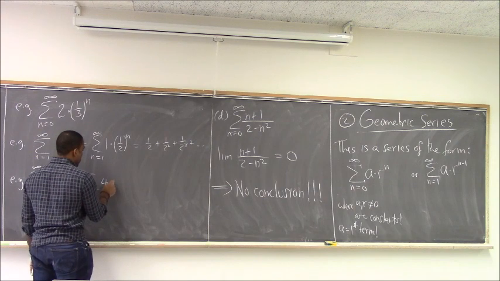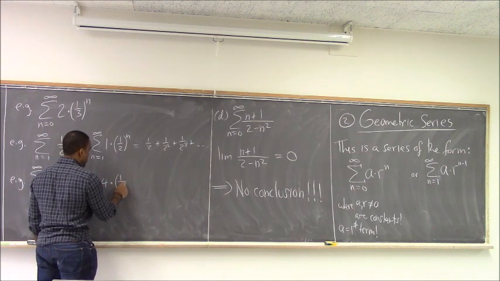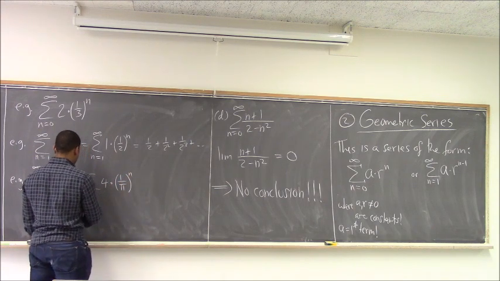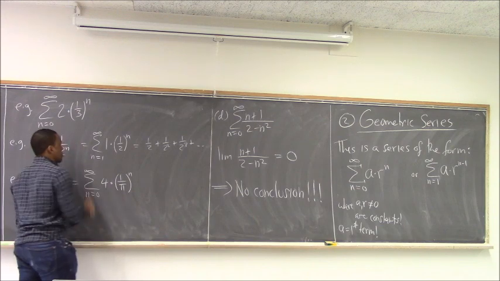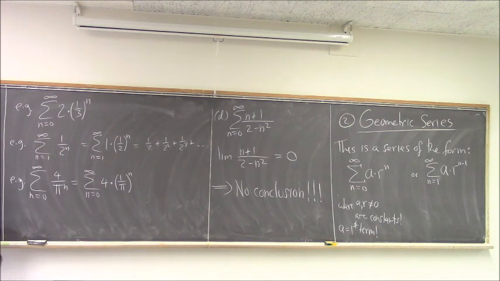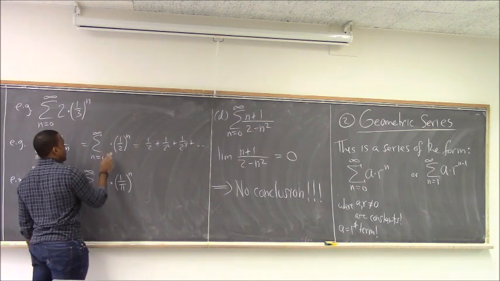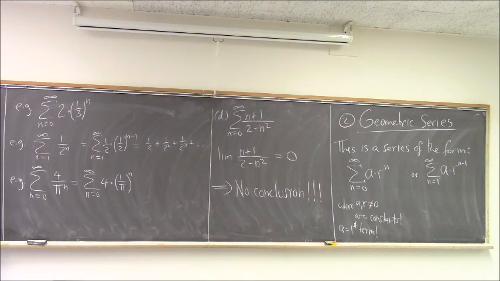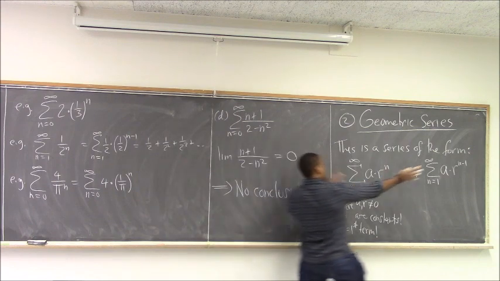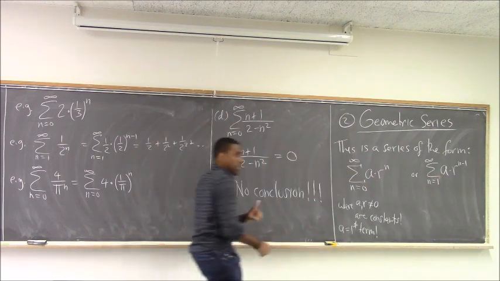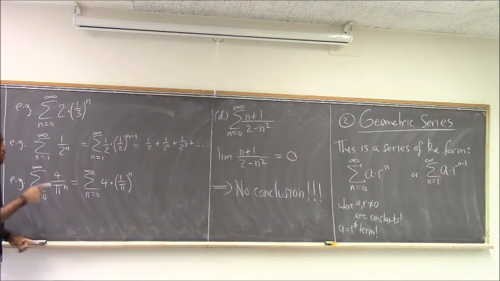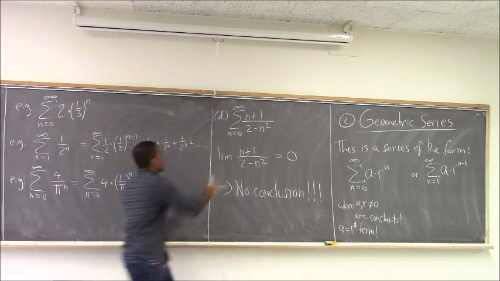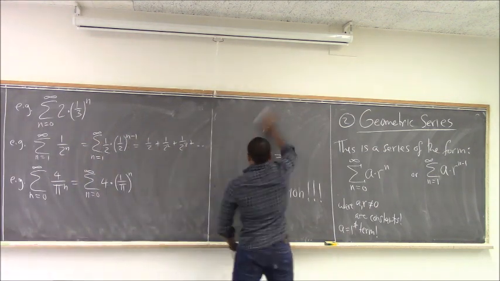You can think of this as 4 times 1 over pi to the n. Technically for this one, you probably want to write it as a half to the n minus 1, so you have to get it to fit into this form. The reason why is going to be clearer later. We actually know exactly when this guy converges, and let me show you.